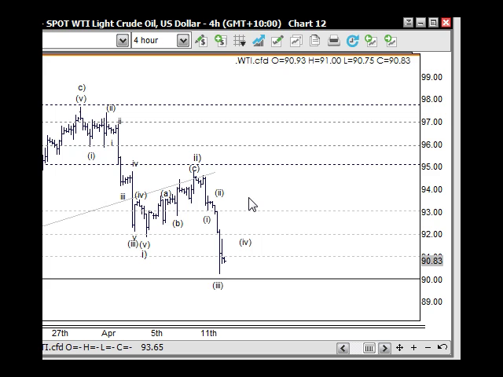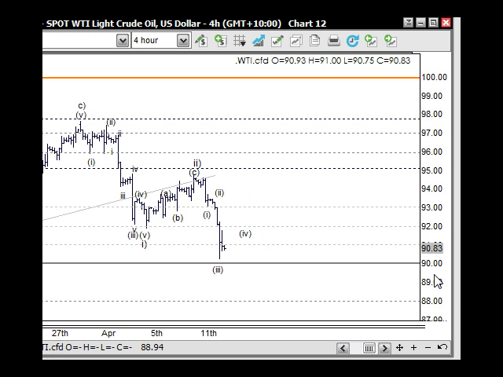So that obviously gave more funding back to it, and it gapped the other way. So yeah, a little bit unfortunate about that, but we didn't get filled on that, of course. But looking for that short trade there.